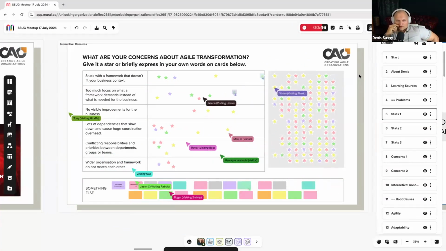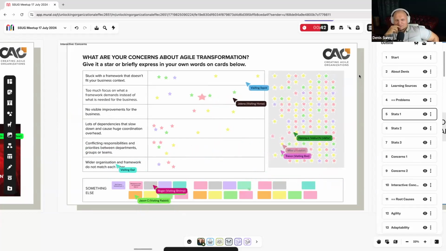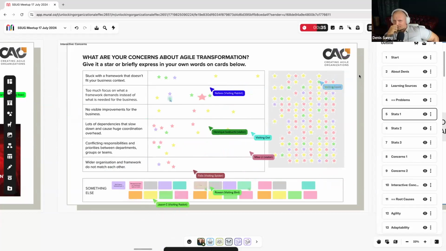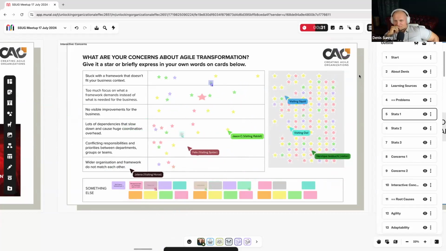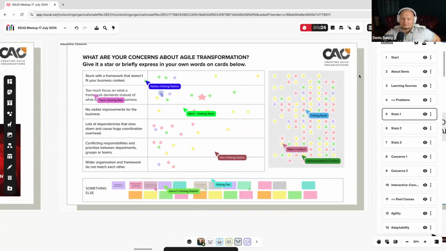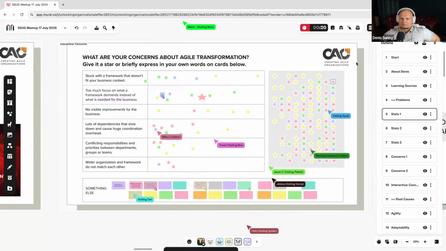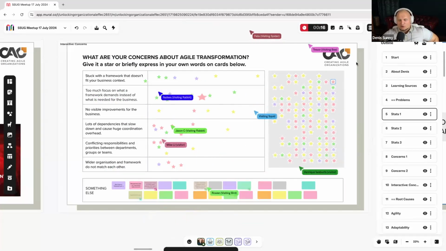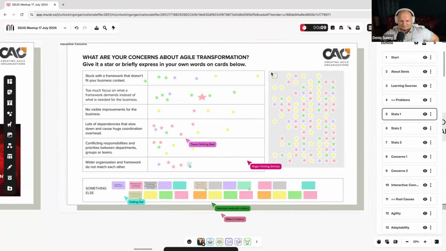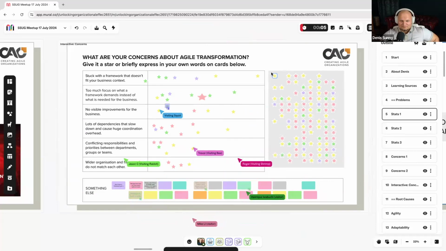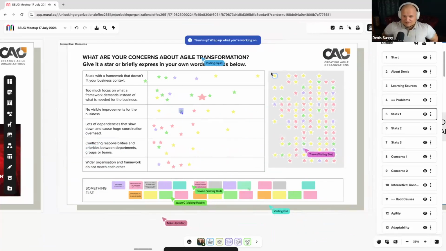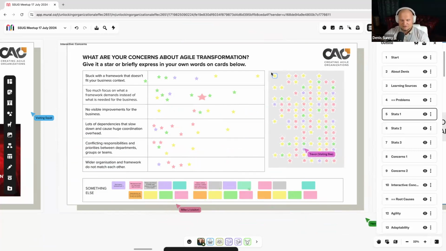Looking at this, I always feel pain. I feel I share this pain. It's like a club of anonymous victims of Agile frameworks. Maybe not necessarily Agile frameworks, but their fit to the organizations and business strategies.